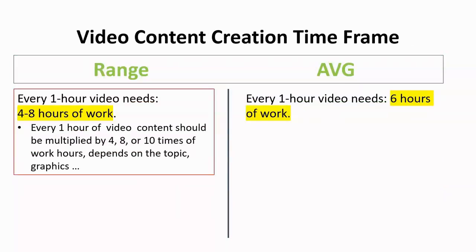Every 1 hour video needs 4 to 8 hours of work, so every 1 hour of video content should be multiplied by 4, 8 or 10 times of work hours. This depends on the topic, graphics, etc. Every 1 hour video needs 6 hours of work.